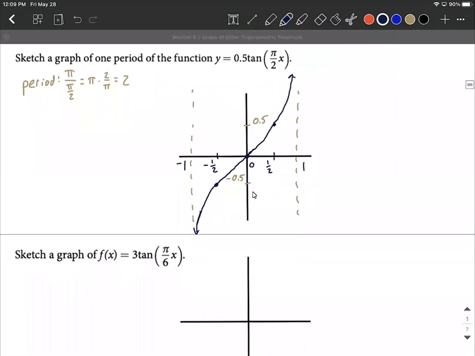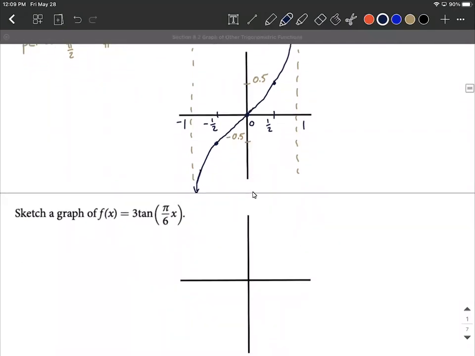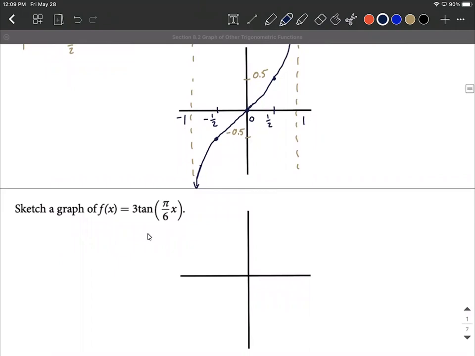All right, let's try one more where we have 3 multiplied by the tangent of pi over 6 times x. Again, pretty similar as far as our transformations go, that the 3 is going to be a label on our y-axis. So positive 3 and negative 3. Again, this hasn't been moved vertically, and it hasn't been shifted with a phase shift left or right. So the other thing to calculate here is the period. The period in this case is going to be pi divided by pi over 6, or equivalently pi times 6 over pi, which is going to result in 6 being our period.